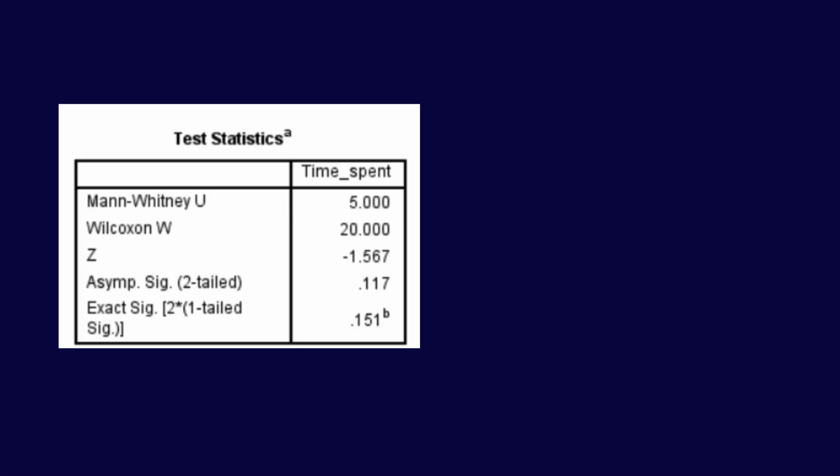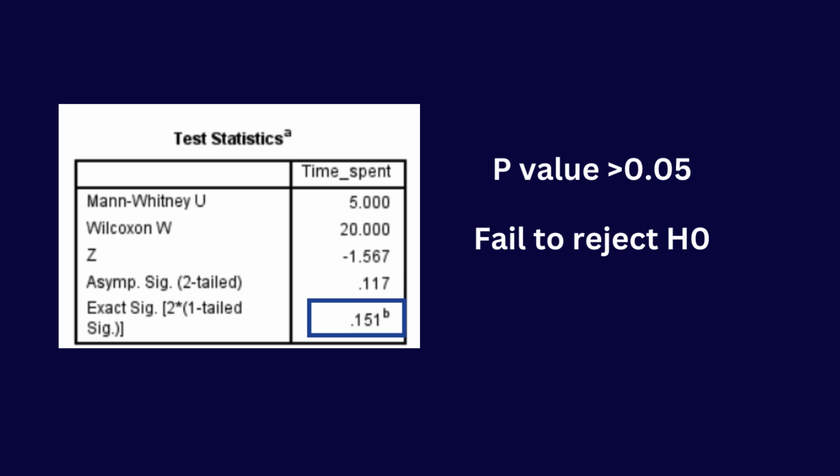Let's interpret the results. The Mann-Whitney U test was conducted to determine if there was a significant difference in the time spent on a task between group A and group B. The test yielded a Mann-Whitney U value of 5 with a z-score of negative 1.567. The asymptotic significance was 0.117 and the exact significance value was 0.151. Given that the p-value is greater than 0.05, we fail to reject the null hypothesis.